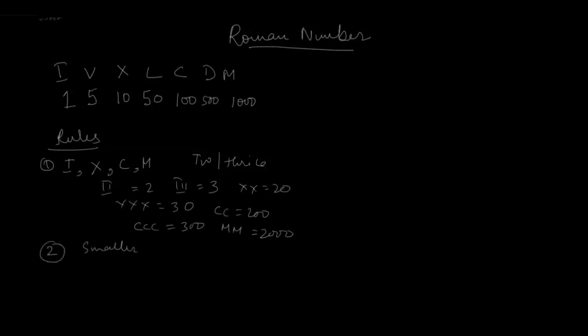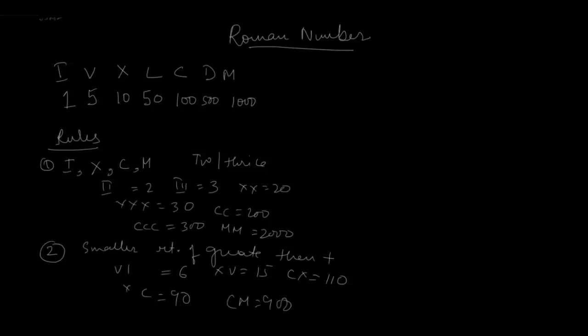Now the second rule is that if a smaller number is written to the right of the greater number, then it will be added. Now let us see. Here I have written 6, that is V and I, and here XV is 15, and CX equals 110, and then XC is 90 and CM equals 900. You can pause the video and understand why I have written this. It is being added because it is on the greater side.